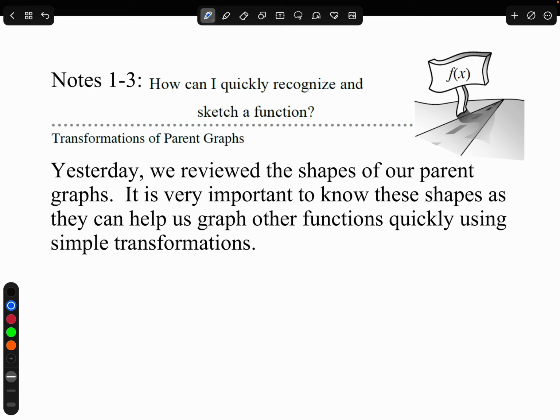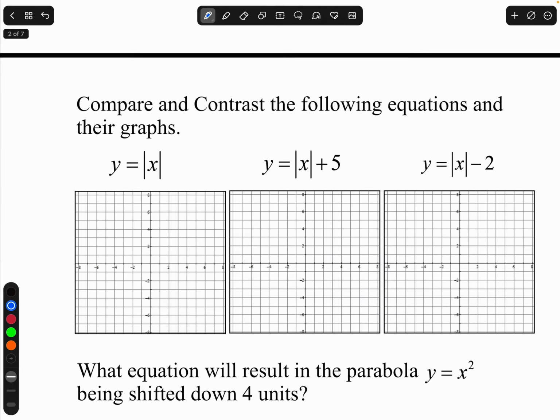Welcome to the notes for 1-3. In this lesson, we're going to do a quick review of transformations of parent graphs. This is something that you should have covered in Algebra 2, but it may have been a while, so we're going to practice it and make sure that we feel good about it as we move deeper into pre-calculus. Let's get started.